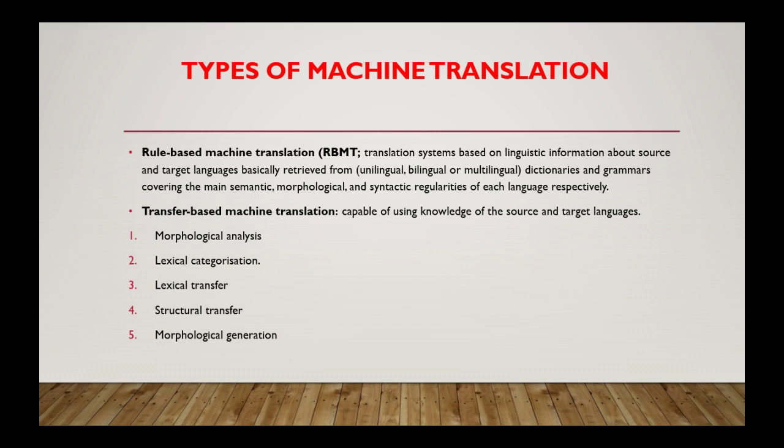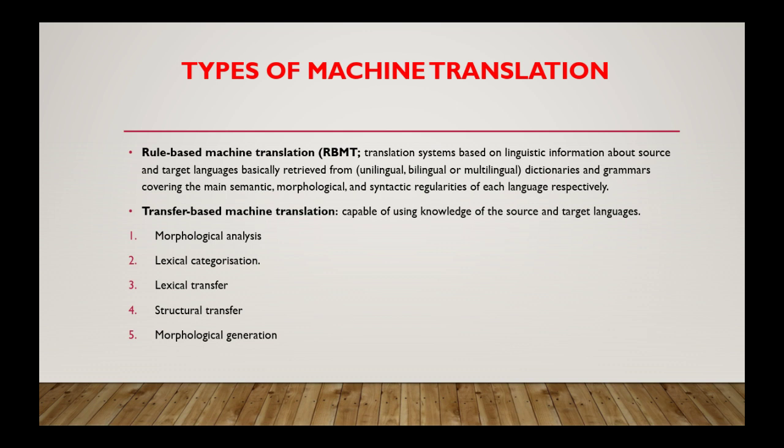Types of machine translation. Rule-based machine translation, that is the translation systems based on linguistic information about source and target languages, basically retrieved from dictionaries and grammars, covering the semantic, morphological and syntactic regularities of each language respectively.